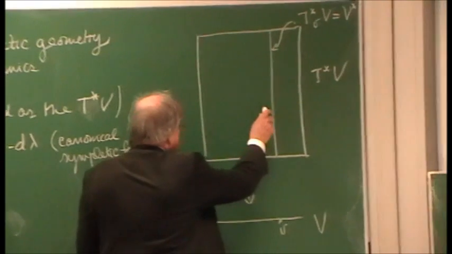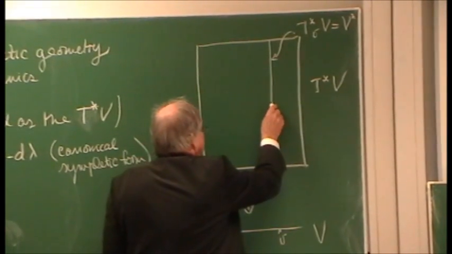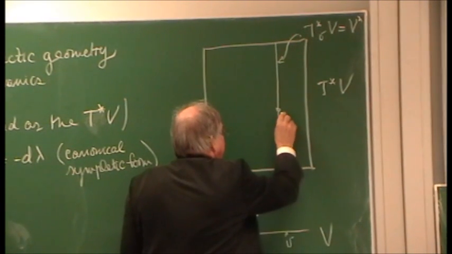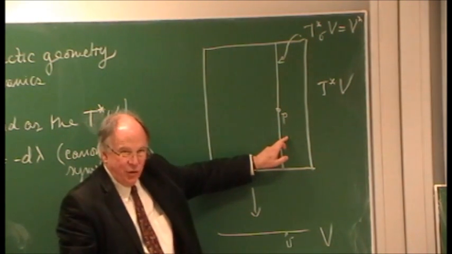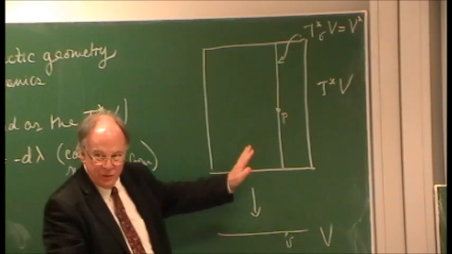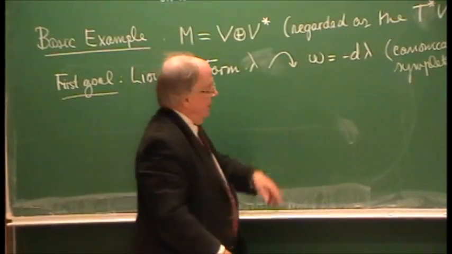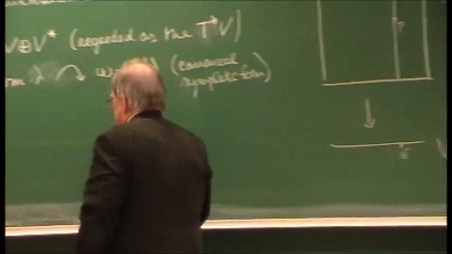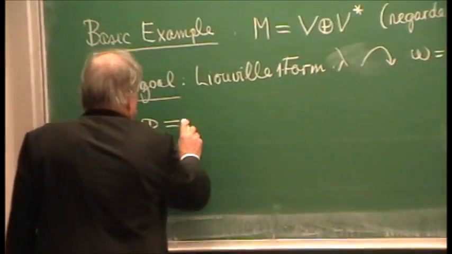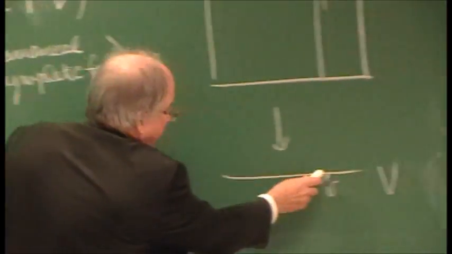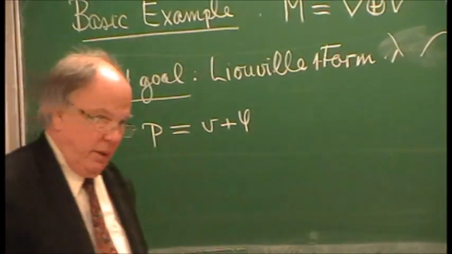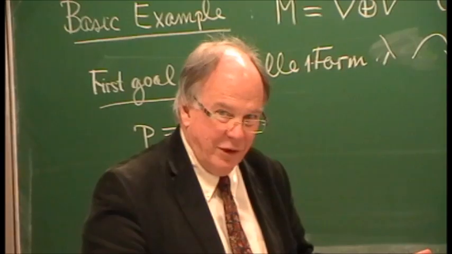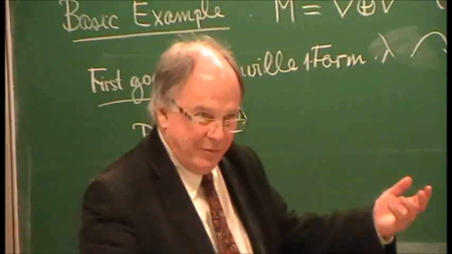So, now first of all, let's discuss a point in this cotangent bundle. A point here, I will call it P. Later on, P will really have some meaning of momentum or something like this, but let's just call it a point right now. So P is a point in this fiber, over this point v. So P is the point v plus phi, where phi is in V star. Phi is a linear form, and v is a point.